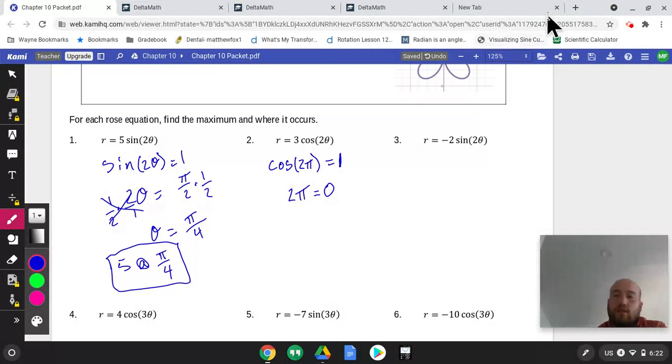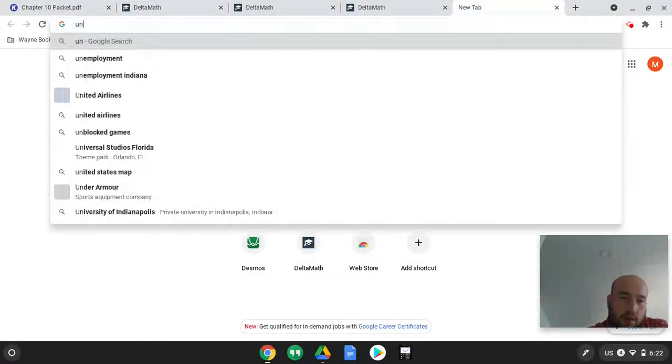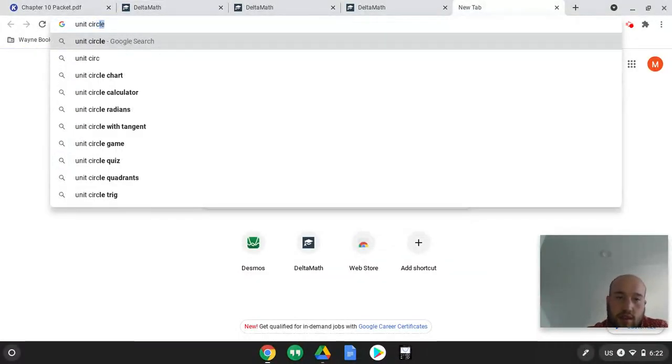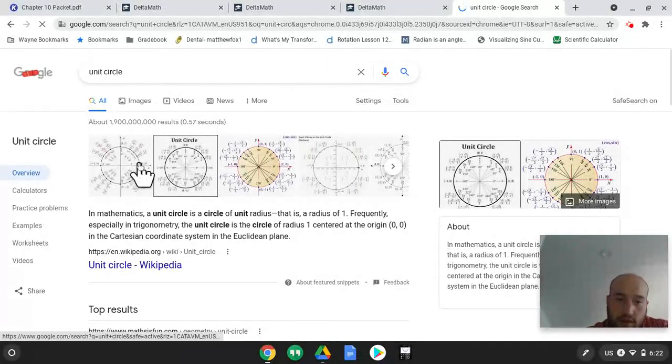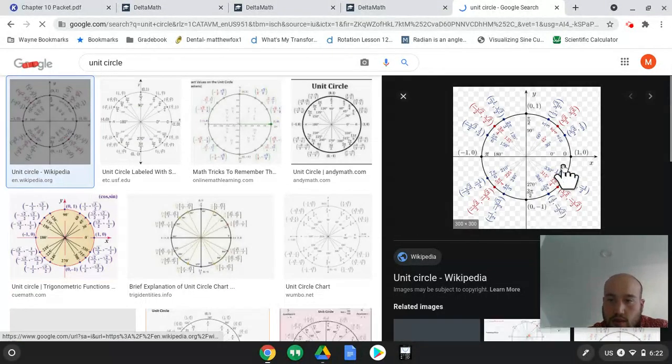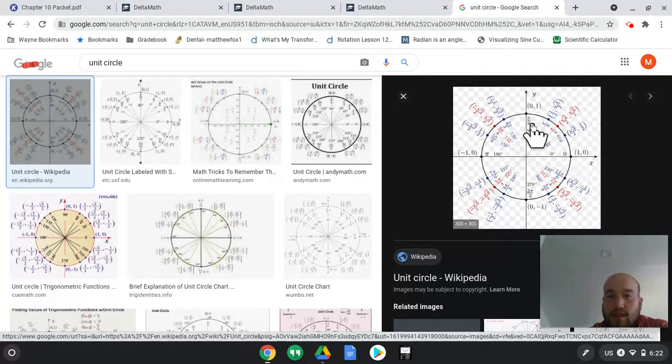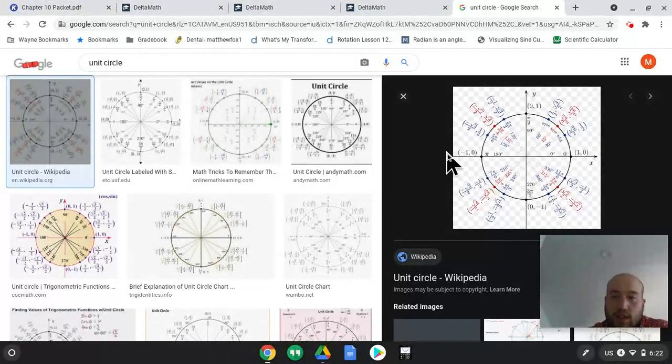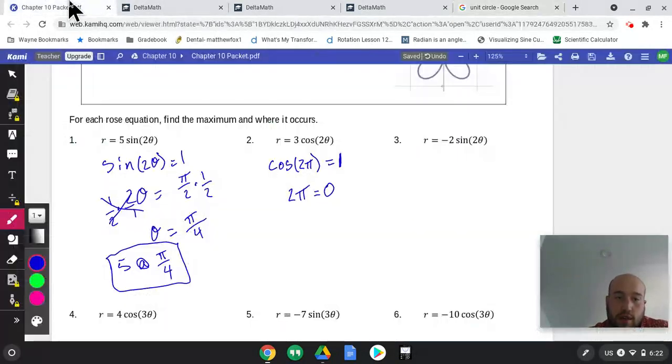I feel like I should just pull up a unit circle. So let me just Google that so I can show you what I'm talking about. So, for example, the unit circle over here to the right, see, that's where our x value is 1. So that's the max. So that is why we used a theta of 0, because 0 radians.